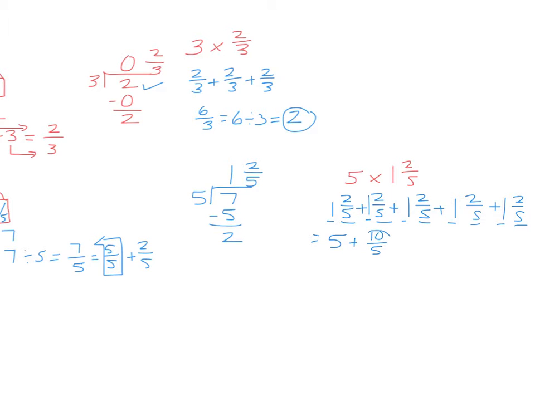But this is bigger than a whole. And remember, 10 over 5 also means, as a division sentence, 10 divided by 5. We should know that 10 divided by 5 is actually 2. So this right here, 10 over 5, is actually 2 wholes. So now if you think about it, we have 5 wholes plus 2 wholes, and that would be 7 wholes. And that matches our dividend, the number on the inside. So 1 and 2 fifths is the right answer.